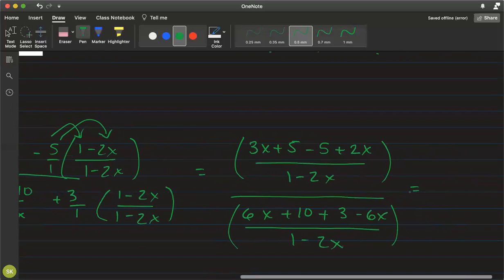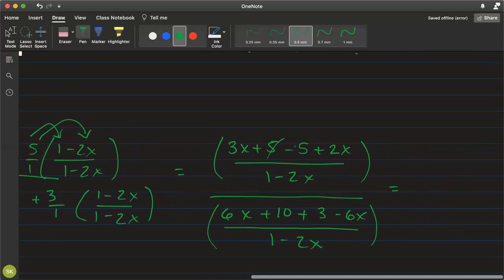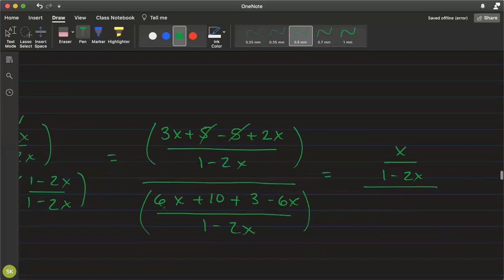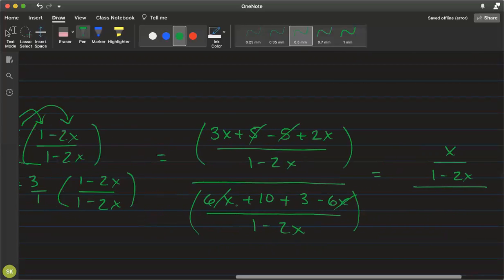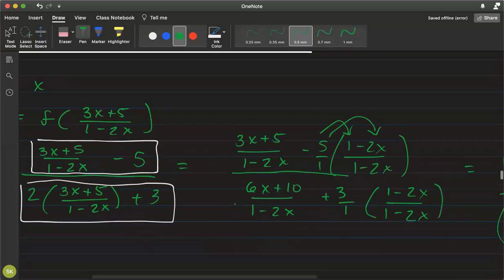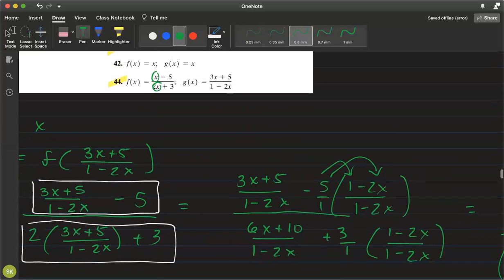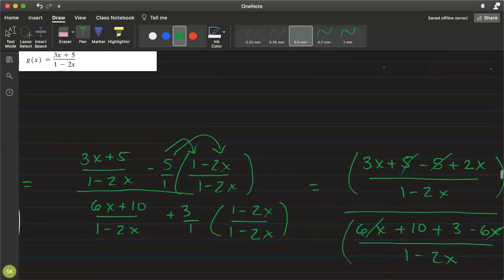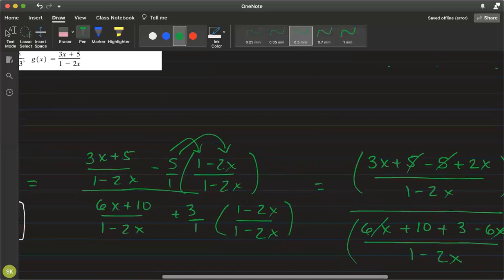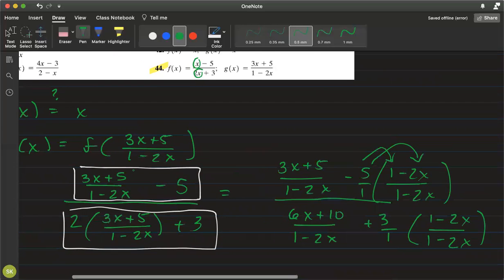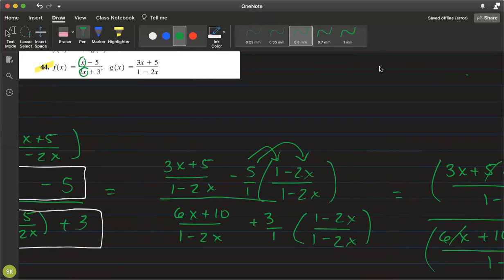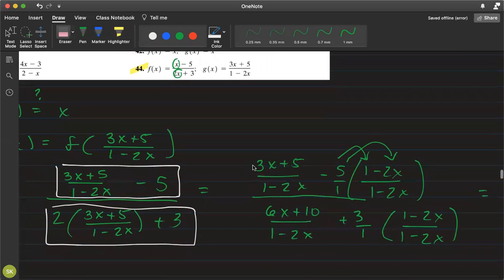Okay, so let's simplify it a little bit further. On the top, we have these two cross out and we're left with just x. On the bottom, we have 1 minus 2x, and this is divided by, here this 6x cancels. Let's just make sure I didn't make a mistake anywhere. 6x plus 10, and then I have this 3 minus 6x, that looks good. And then on the top, give me just a second. I don't think I made a mistake anywhere.